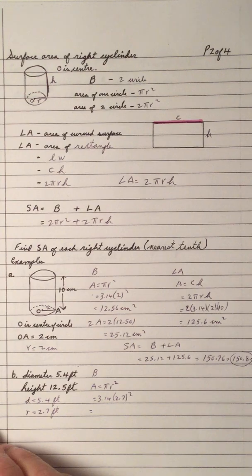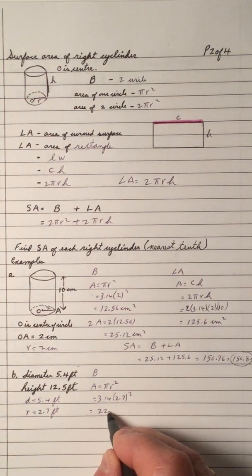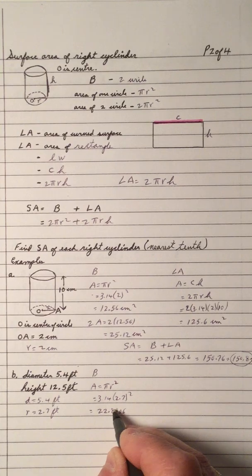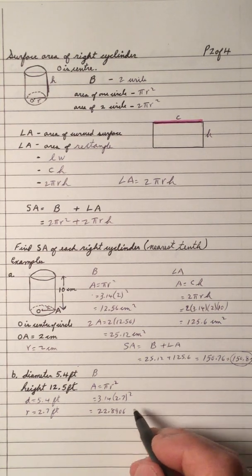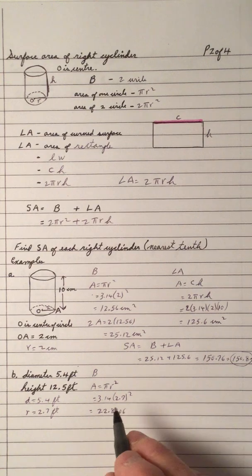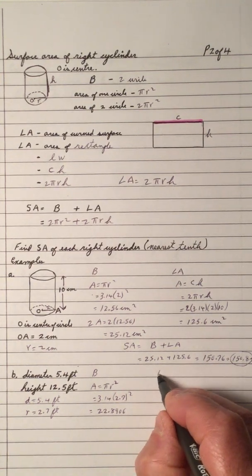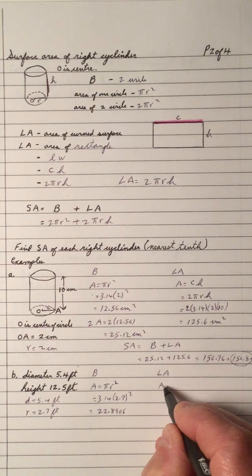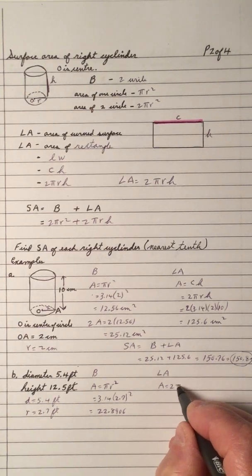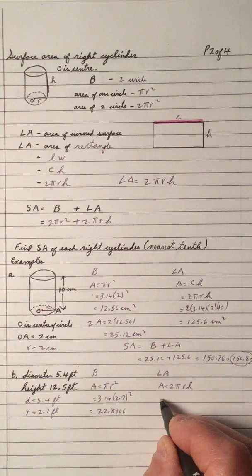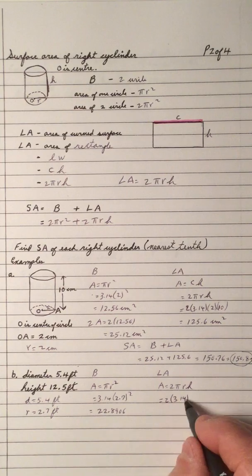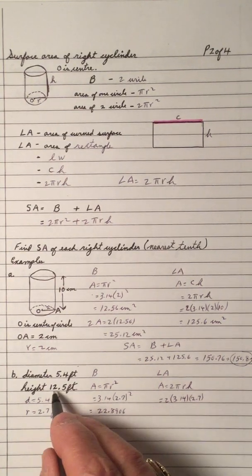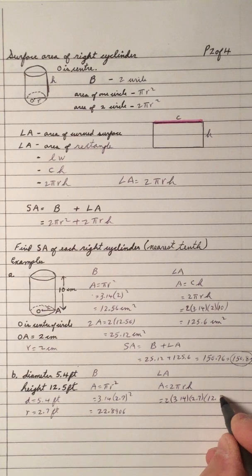Put that in a calculator, and we get 22.8906. Again, if you round it off here, you'll get 22.9, but sometimes rounding it early will give you a higher value for your surface area. And let's do the lateral area. The lateral area is the circumference times the height, so it's 2 pi r h. So that's 2 times 3.14 times the radius, which is 2.7, and the height is 12.5.